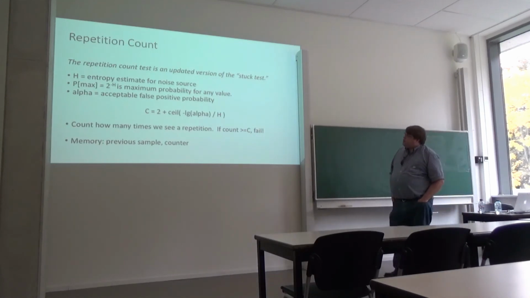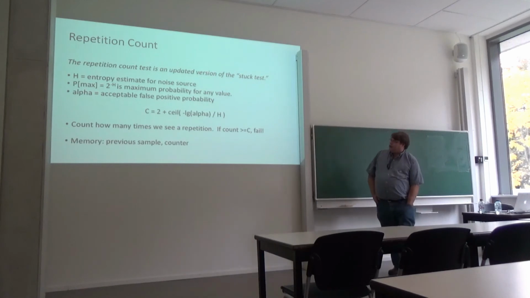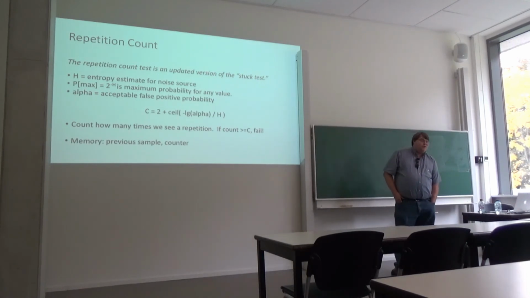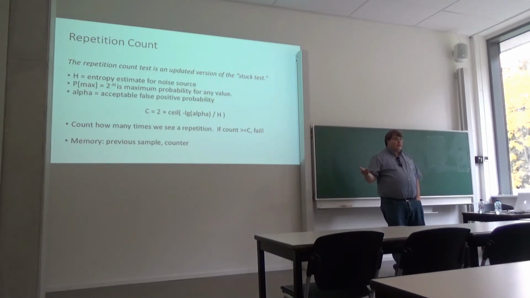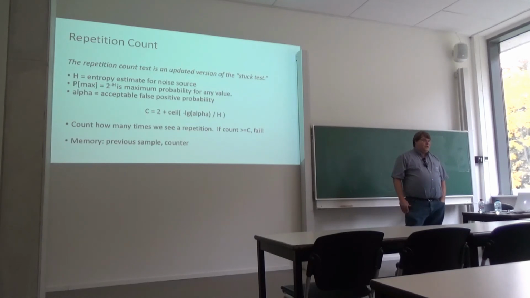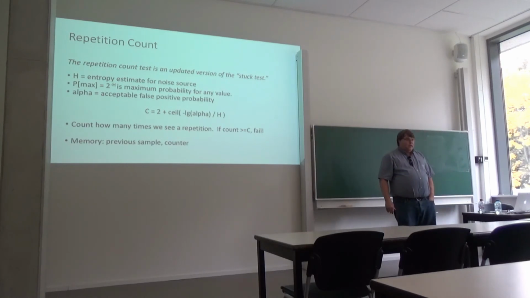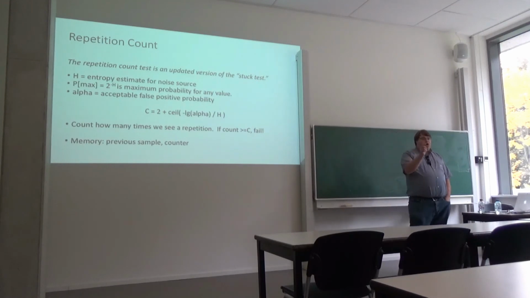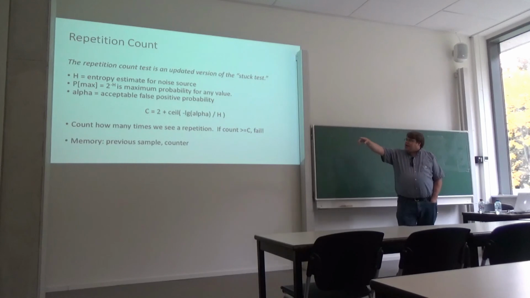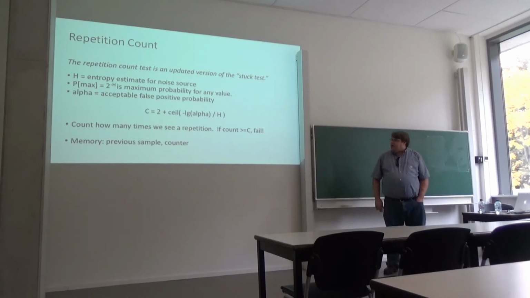So the repetition count test is really straightforward. We ask, what's the claimed entropy per sample? We can use that to derive P max, the maximum probability. If we know the maximum probability of any sample, we can say how many times that sample should ever recur. If we claim that each output has 1 bit of entropy, that means no value has a higher probability of occurring than 1/2. So the same value shouldn't recur more than a certain number of times, and you can compute this probability. Given the false positive probability, we do a very simple calculation, and we get a cutoff value.